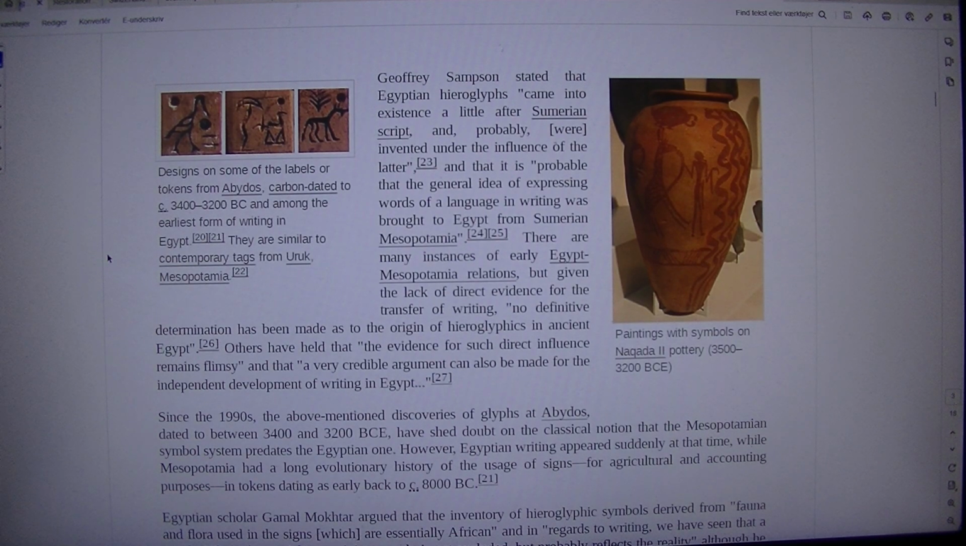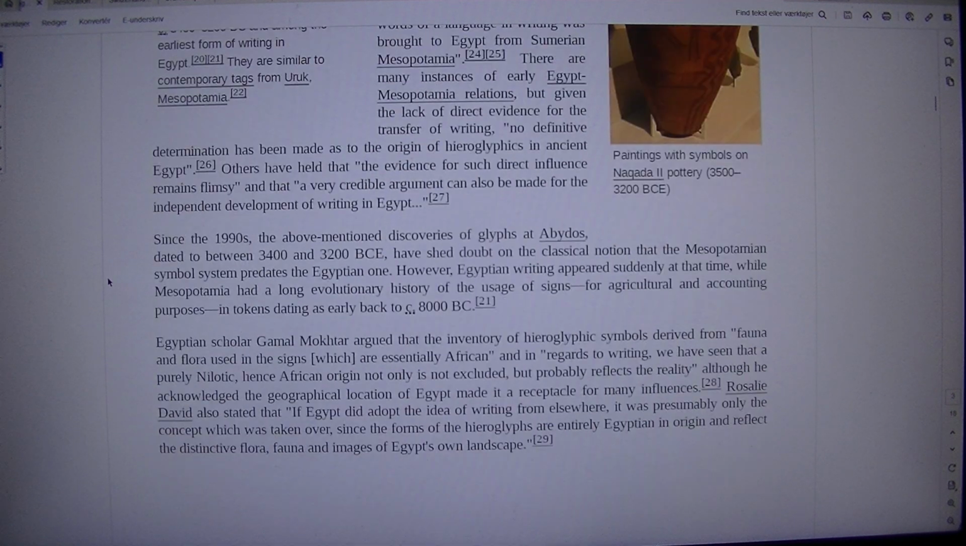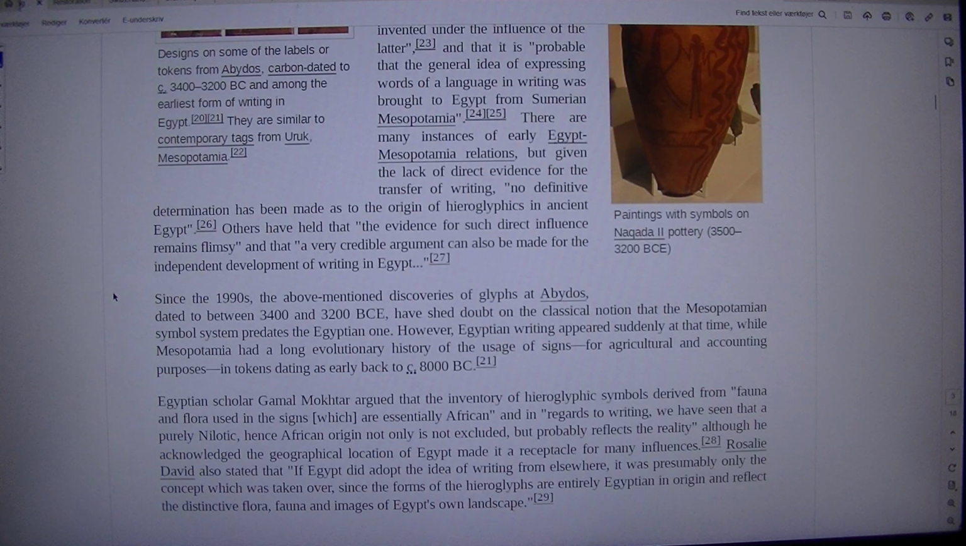24. 25. There are many instances of early Egypt-Mesopotamia relations, but given the lack of direct evidence for the transfer of writing, no definitive determination has been made as to the origin of hieroglyphics in ancient Egypt. 26. Others have held that the evidence for such direct influence remains flimsy, and that a very credible argument can also be made for the independent development of writing in Egypt.